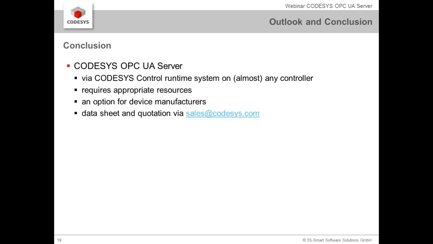So as a conclusion, we can say that the CODESYS OPC UA server is very flexible because it can be installed together with the CODESYS Control runtime system on almost any controller. Appropriate resources are, of course, recommended. For those of you who are device manufacturers, you can purchase this option as a buyout to your runtime toolkit. Please contact our sales team for data sheets or a quotation.